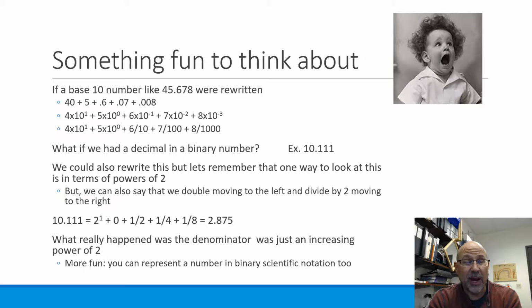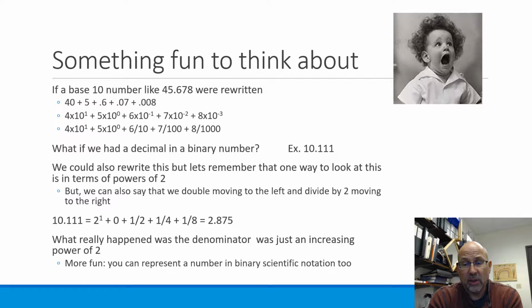So if we take the same idea, we know that numbers to the right in binary could be written as sort of fractions as well. So in this particular example, we would say that this is 1 times 2 to the first plus 0 times 2 to the 0 plus 1/2 plus 1/4 plus 1/8 and so on. So this value of 10.111 is actually 2.875.